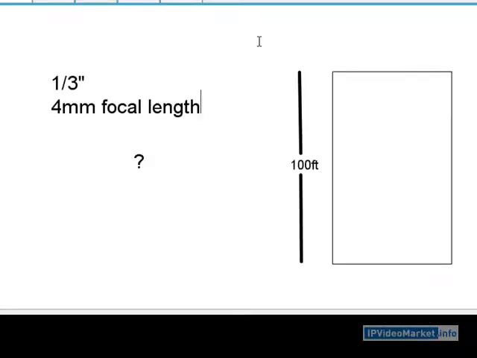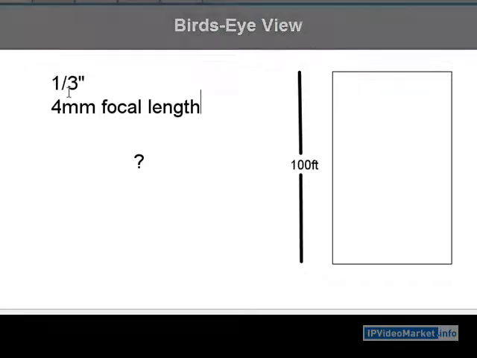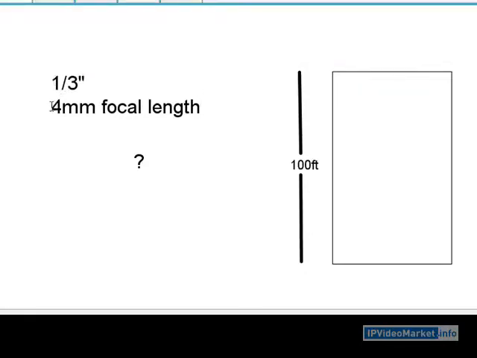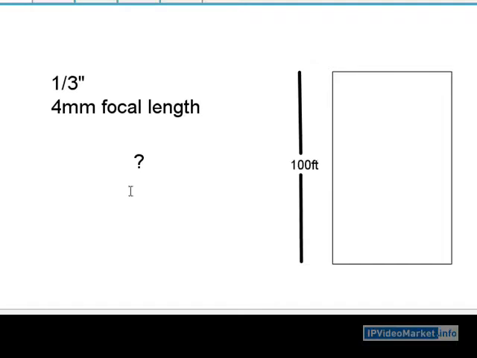So let's go through and do another example. In this scenario, let's imagine we have a 100-foot wide parking lot that we wish to monitor, and we know our sensor size is 1/3 of an inch, and we've also got a lens that's 4 millimeters. So these are our knowns. What we're trying to determine is how far away we need to place the camera from the area we wish to monitor in order to get the 100-foot field of view.